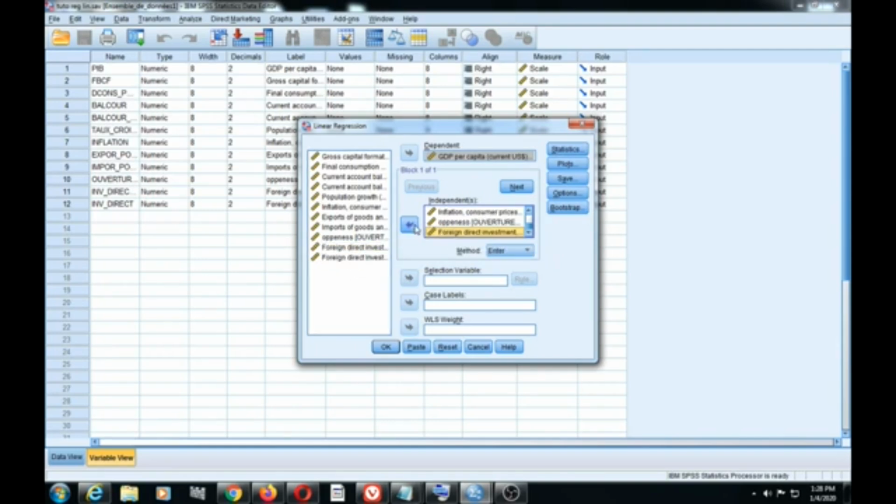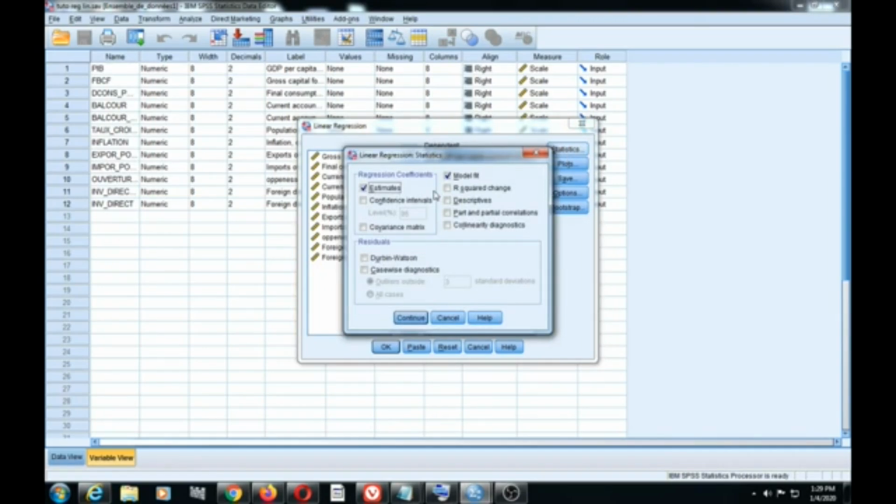Once we have selected the dependent and independent variables, we should set some characteristics. Go on Statistics, for example, to choose which options we need. By default, SPSS chooses estimates of the regression and model fit. We can also ask for confidence intervals of our coefficients. We can also ask for the covariance matrix, which will show us the correlation between our different variables. On residuals, we can determine some statistics in order to analyze the residuals. You can also choose R-square change, and you can also have descriptive statistics in our regression. Then you click on Continue.